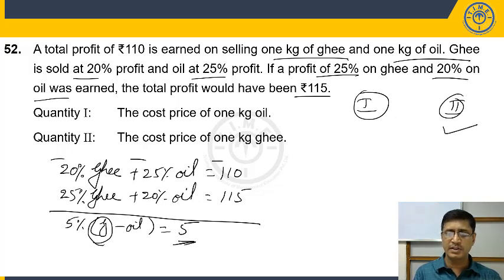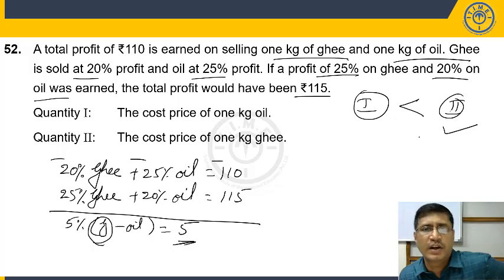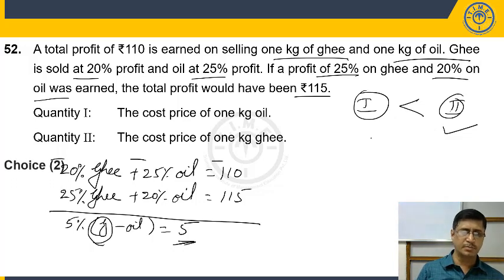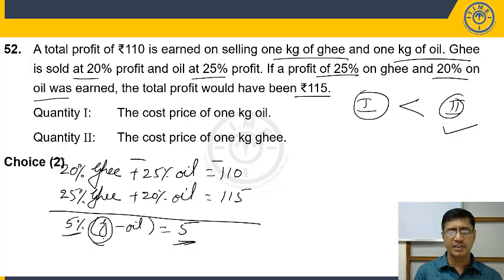Means the value given in the second quantity is greater than that of the first. So quantity 1 is less than quantity 2, which means the right choice here is option number 2. Am I clear? 5% of the cost of the ghee minus the cost of the oil is equal to 5 rupees. Here the value is positive, which means the ghee value is more than that of the oil value. We are using the cost price of ghee as well as oil.